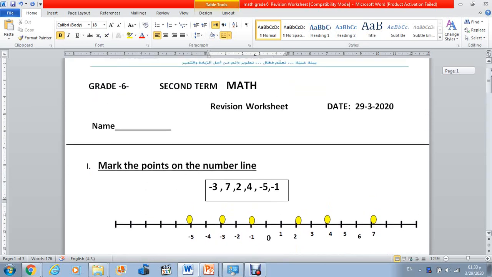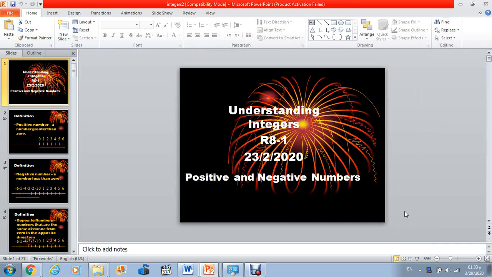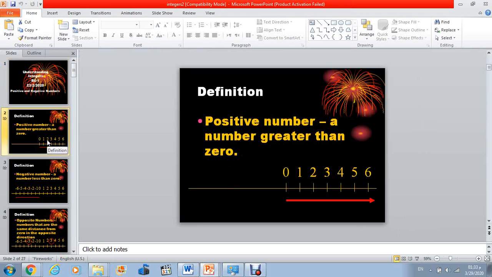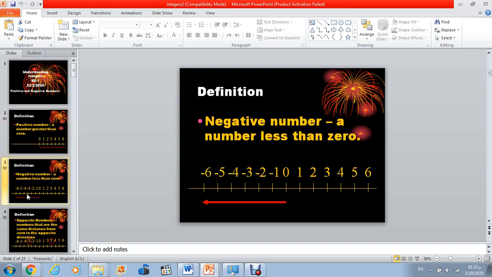So, today, the first question in the math worksheet is about the number line, which we took in the integers lesson. Remember the integers lesson? We took a lot of definitions in it. We took that positive numbers are those greater than 0, and negative numbers are less than 0.